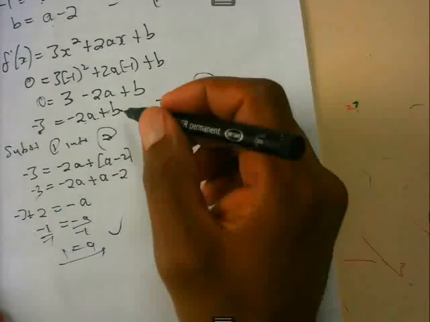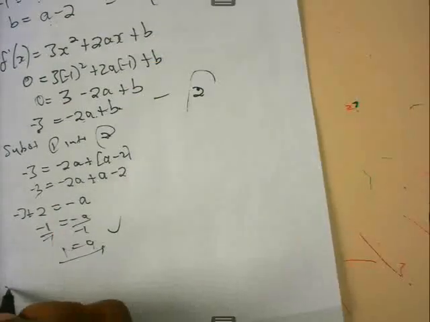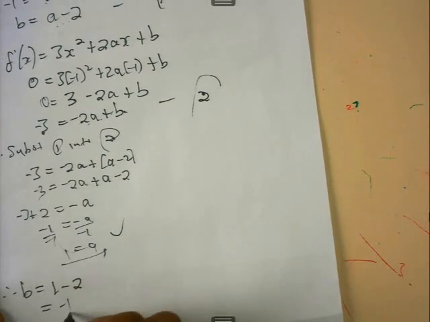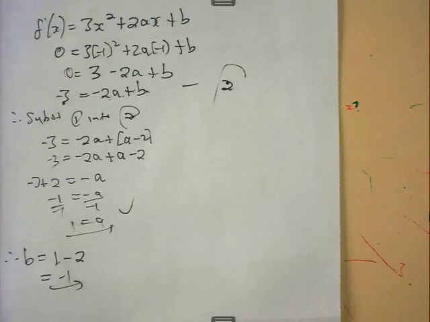Right, now, what is it that we are going to do here? We just substitute a in one of the two equations. Therefore, now I can say b is equal to 1 minus 2. Then the answer there will be a negative 1.